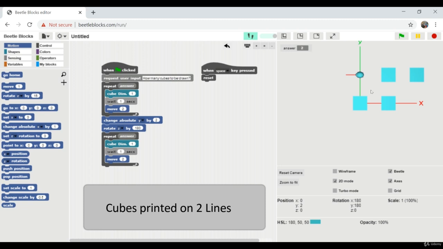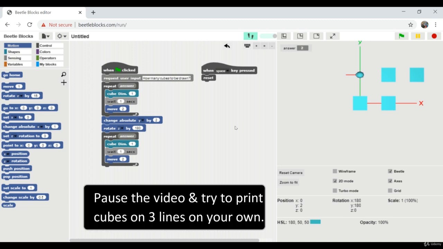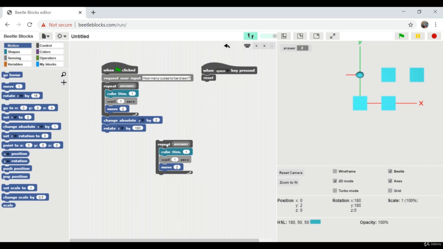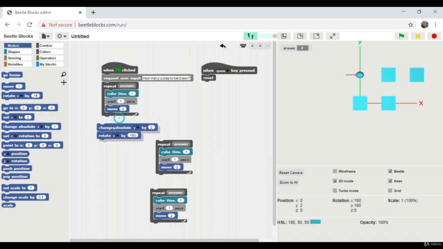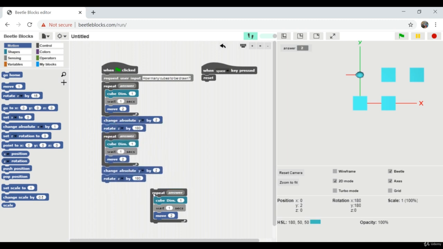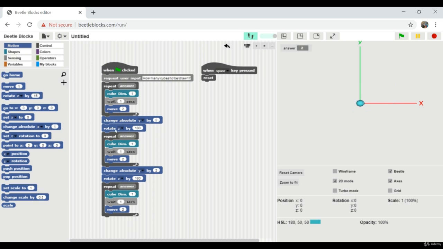So what we were trying to achieve has been achieved. Now let's try to do this 3 times. If you want to do this 3 times, we need to repeat this again. So this is what we would like to do. First we will make 2 cubes, then we'll move on the y-axis by 2, and again we'll make 2 cubes, and then again we'll move on the y-axis by 2, and again we'll make 2 cubes.